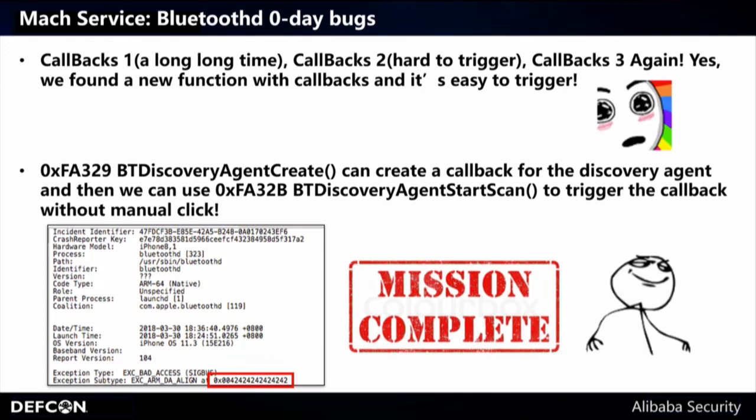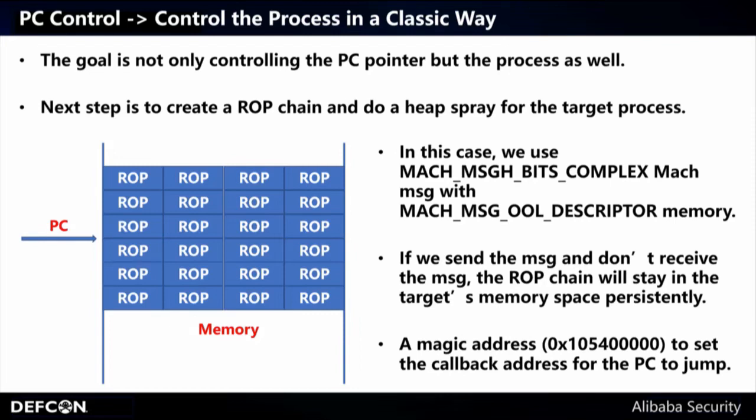Finally, I found it. This one is called BTDiscoveryAgentCreate. We can use it to create a callback for the discovery agent. Then we can use BTDiscoveryAgentStartScan to trigger the callback without a manual click. So we found a very good bug. But the goal is not only to control the PC register, but the process as well. So the next step is to create a ROP chain and do a heap spray for the target process. In this case, we use complex Mach messages with OOL descriptor memories. This is a very useful Mach message because if we send the message to the process and don't receive it, the message will stay in the target's memory space persistently.